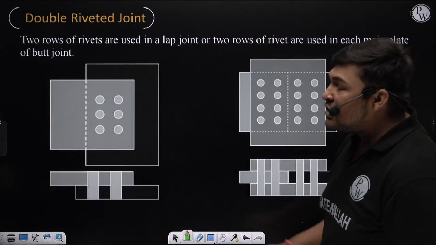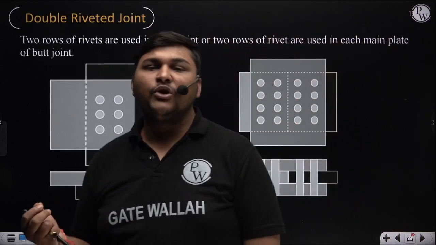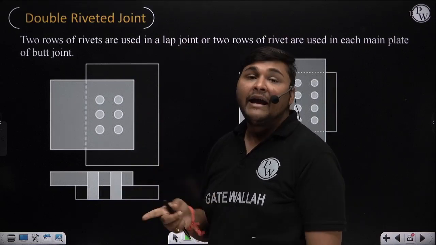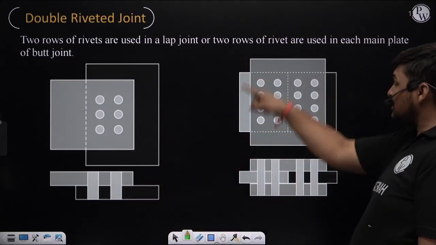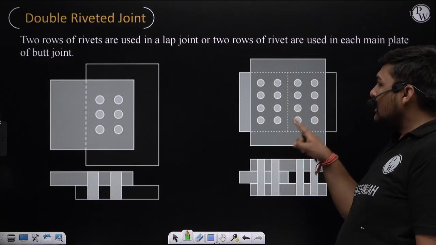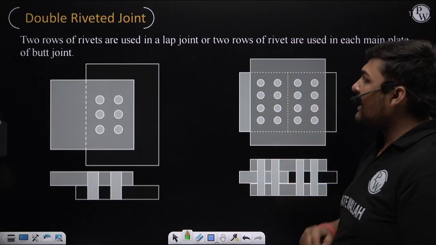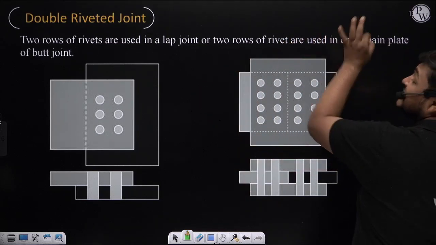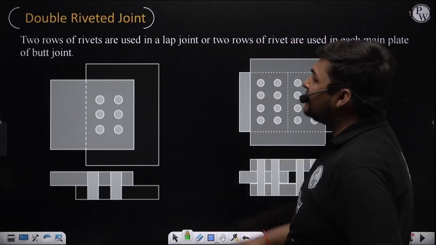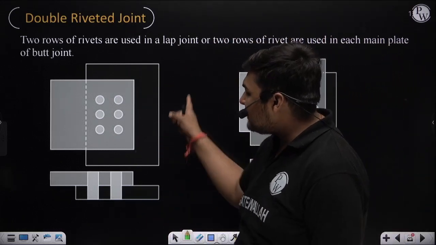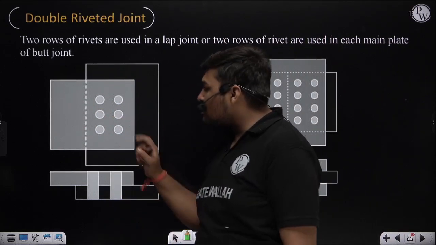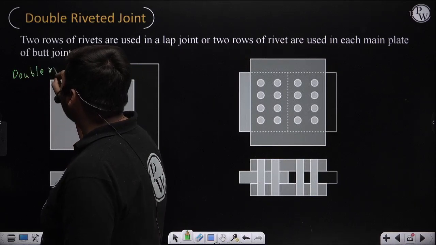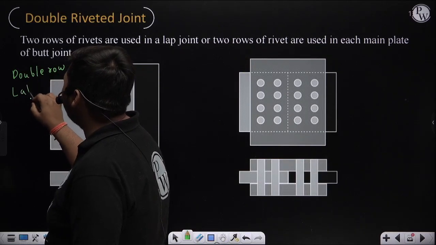Now if we are using two rows of rivet, then that riveted joint is known as double riveted joint. Two rows means in a lap joint only two rows of rivet will be visible, and in a butt joint, don't see the entire system, only see one plate at a time. In one plate only two rows of rivet will be visible. Like here, two rows of rivet are used in lap joint, or two rows of rivet are used in each main plate of butt joint, then that riveted joint is known as double riveted joint. If I write the complete name of this riveted joint, how many rows of rivet are present? Two. So it is double row. And since plates are overlapping, it is double row lap riveted joint.